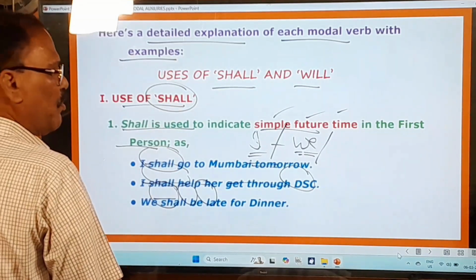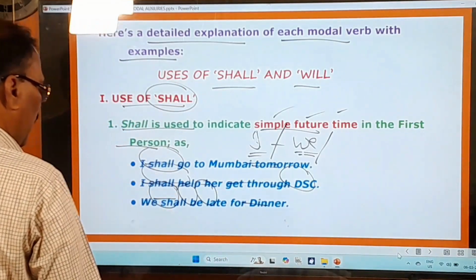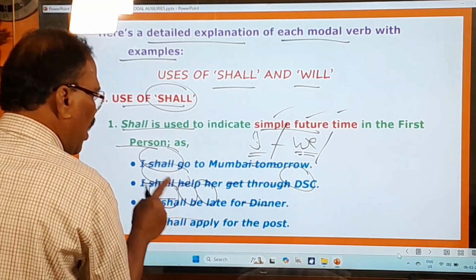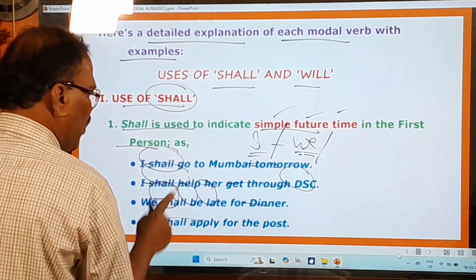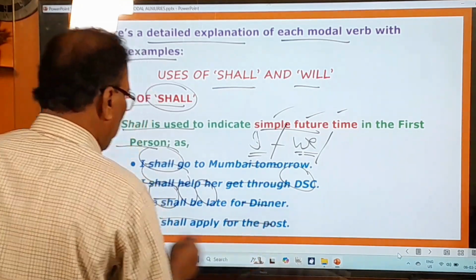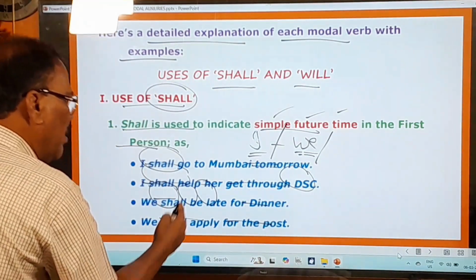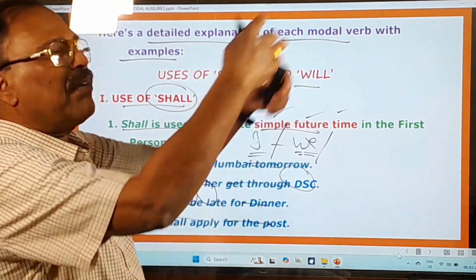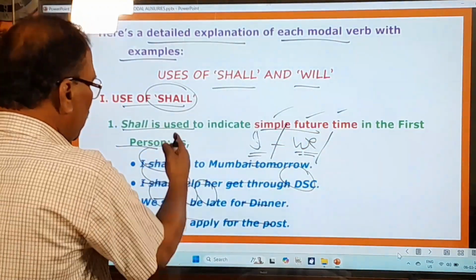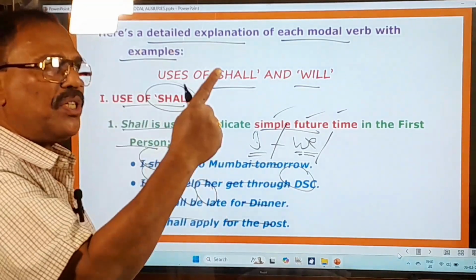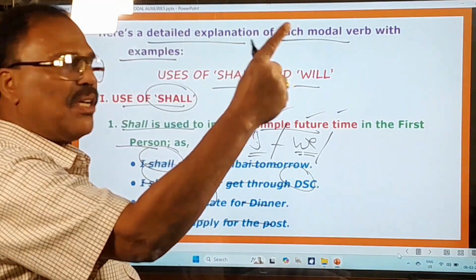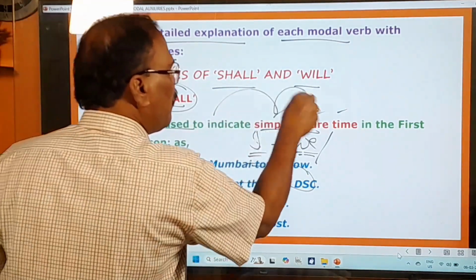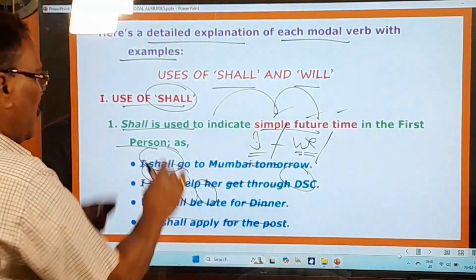We shall be late for dinner. And here we shall apply. See, after shall base form verb is used. After shall base form verb, so we shall apply for the post. Okay, so in all these examples the action is not happening now, but it is going to happen in the near future. All these sentences are indicating futurity, future actions. So in this way, shall is used to indicate simple future time. That is the point. So the first point is clear.